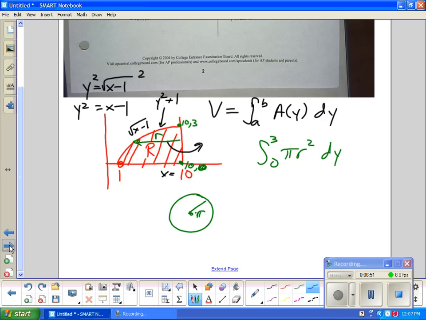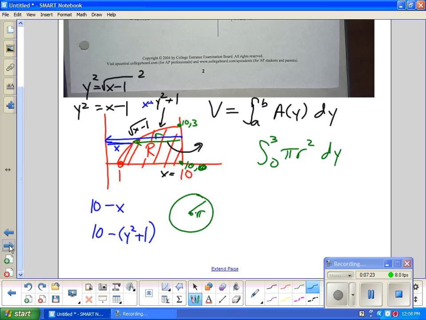Now, it's pi r squared, okay? But what is this length r? All right. Well, to me, r here is the distance 10. The whole distance here is 10. You guys agree? Back to this axis, minus what I'll call some x value, right? But x this time is equivalent to y squared plus 1.